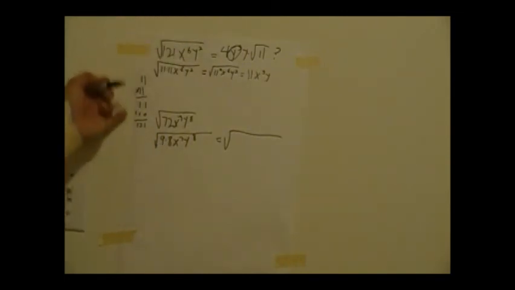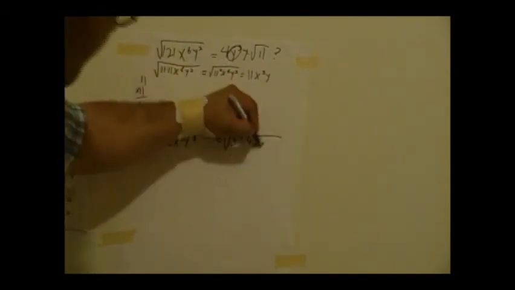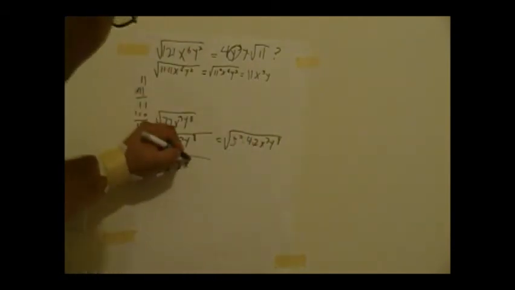Alright, we can rewrite 9 as 3 times 3, or 3 squared, right? And then 8, we can rewrite that as 4 times 2, x to the 7th, y to the 8th. Alright, so we have 3 squared times, what's 4? 2 squared times 2, right? We have a little 2 left over, and then x to the 7th times y to the 8th.